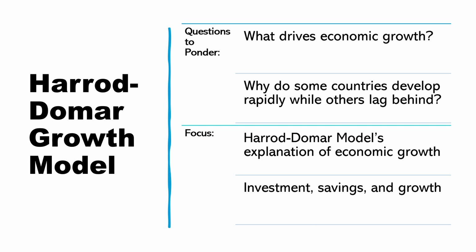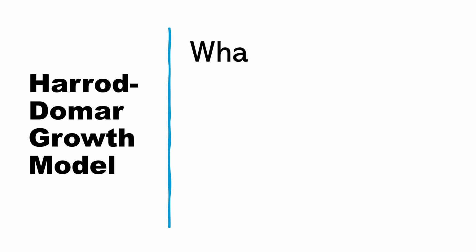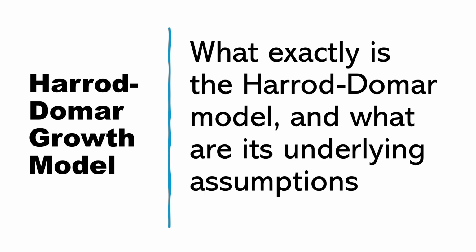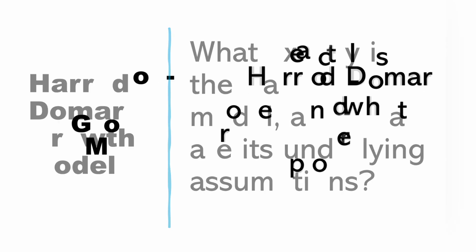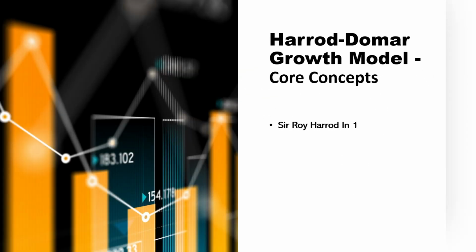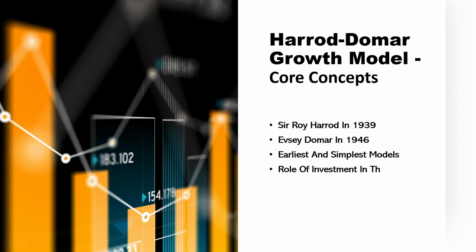expansion. But what exactly is the Harrod-Domar model? What are its underlying assumptions? The Harrod-Domar growth model, formulated independently by Sir Roy Harrod in 1939 and A.V.C. Domar in 1946, is one of the earliest and simplest models of economic growth. It primarily focuses on the role of investment in the growth process and posits that the economy's growth rate is determined by the levels of savings and capital investment.